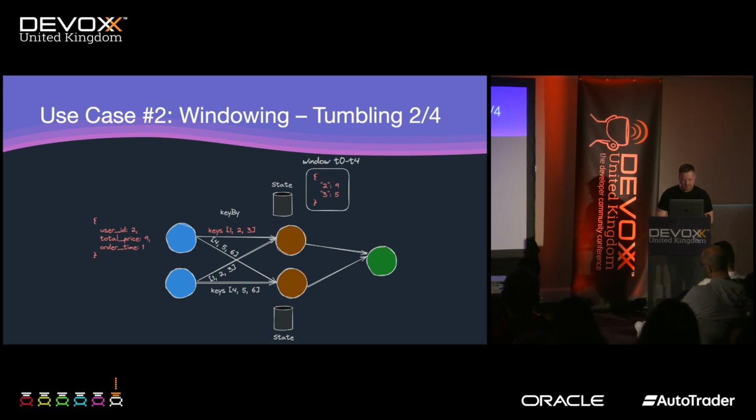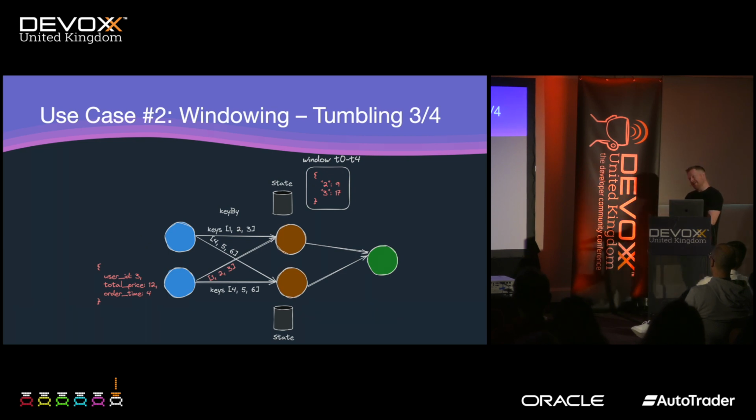Very simple. Now we receive another event. This time it's for user ID 2. User ID 2 happens to fall across the top edge again because of the key mapping. And now we update our window state. So we now have user ID 2 has a total price of 9.